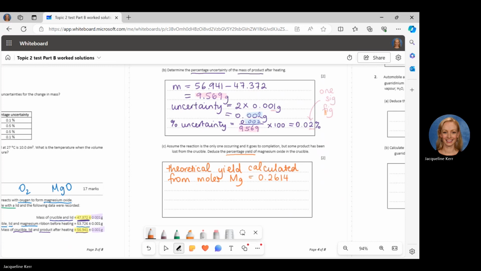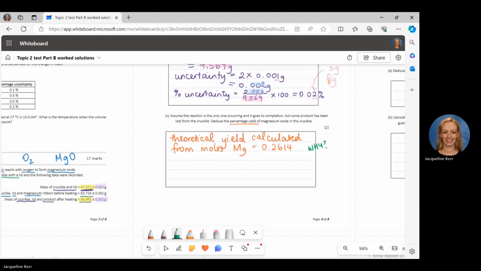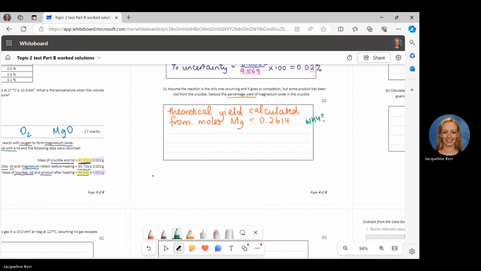So we can just use that value, 0.2614. The amount of magnesium that we put into the crucible should be a good predictor of the amount of magnesium oxide you'd be able to make. Because if we actually write out a balanced equation, our magnesium and our oxygen in the air react to form magnesium oxide.